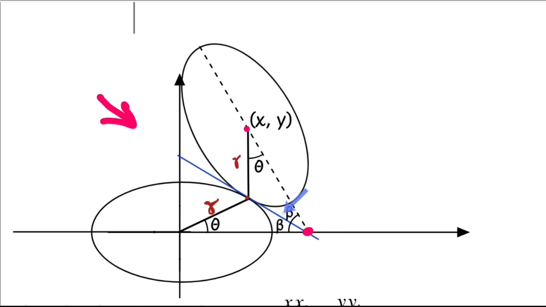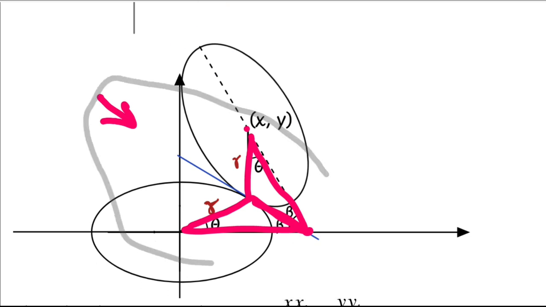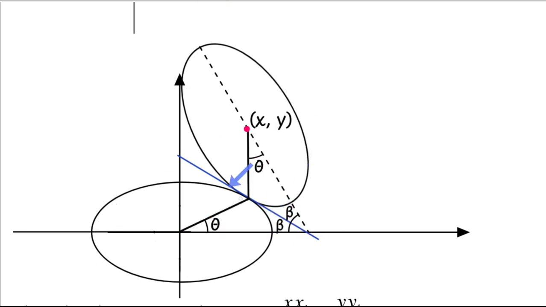Also you can use the argument of congruent triangles, because this triangle and this triangle will be congruent. One side is common, so these two angles are equal, and similarly these two angles will also be equal. So from the use of symmetry we have determined this position.